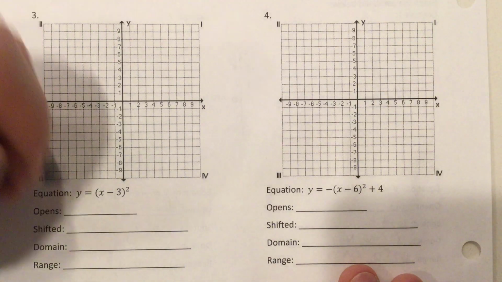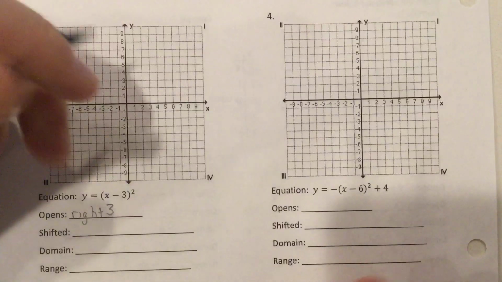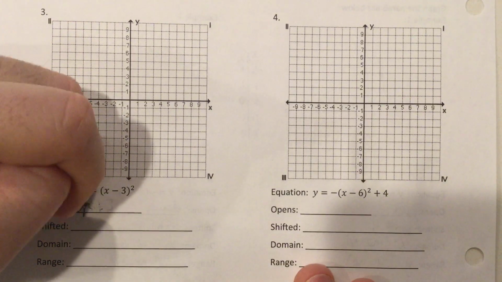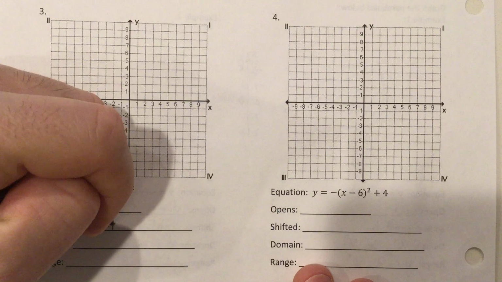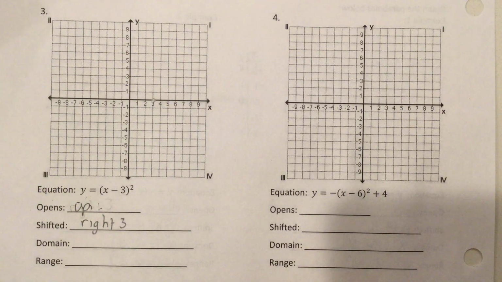For number 3, this is being moved to the right 3 only. Opening up and right 3. So right 3. And then again, we use that same movement.